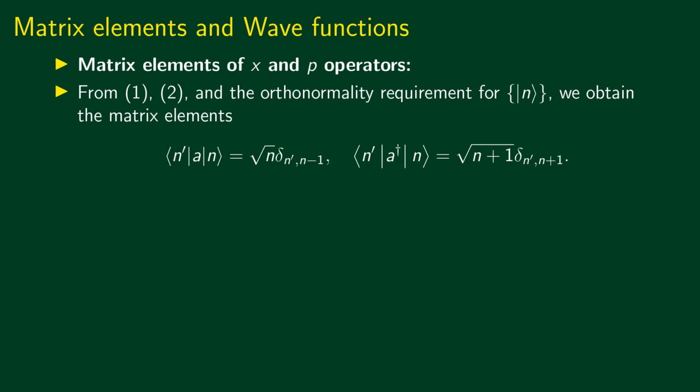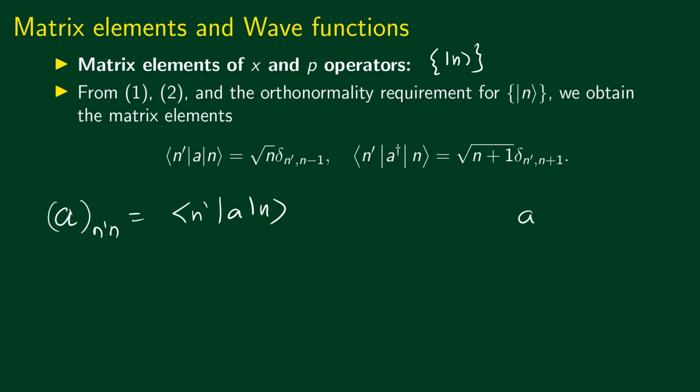In the first chapter, we saw that operators can be represented by matrices. As an example, let's find the matrix elements of the X and P operators in the basis formed by the energy eigenkets. Since X and P can be written in terms of A and A dagger, let's start by finding the matrix elements for A and A dagger. The matrix element for operator A, let's denote it as A subscript n prime n, is defined as bra n prime A ket n.